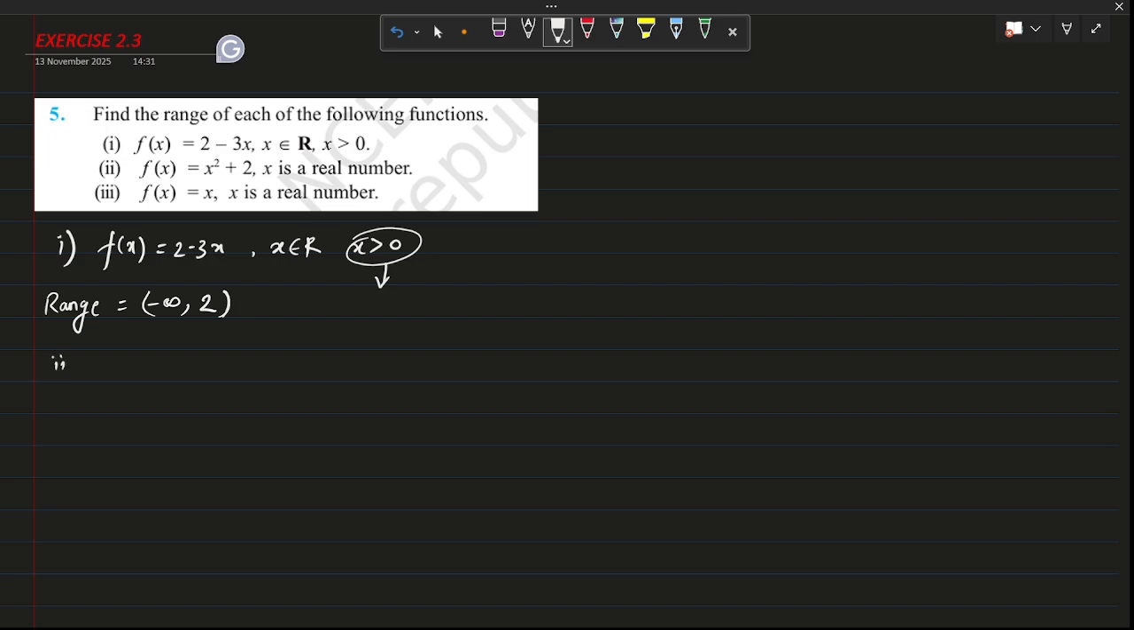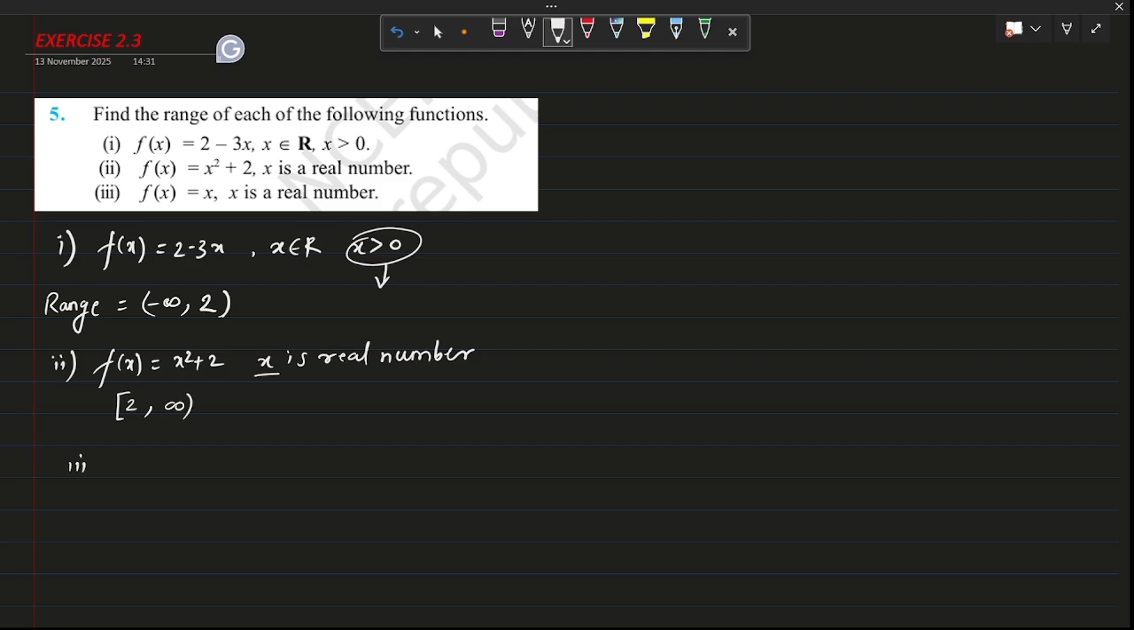For the second one, f of x is equal to x square plus 2, where x is a real number. For any positive or negative x, x square will always be a positive number, and for x is equal to 0 it gives 2. Then for all the real numbers, it is always greater than or equal to 2. So it starts from 2 and ends at infinity. Since x may take the value 0, 2 will be included, and it is open at the other end.